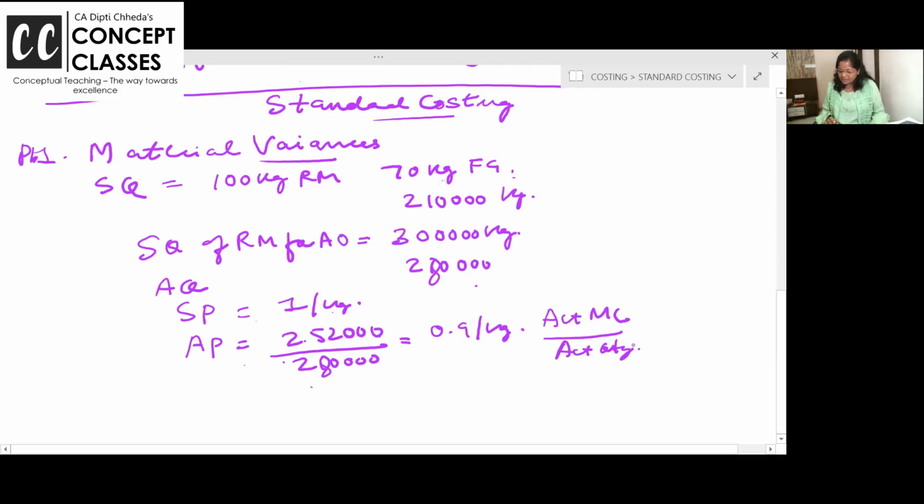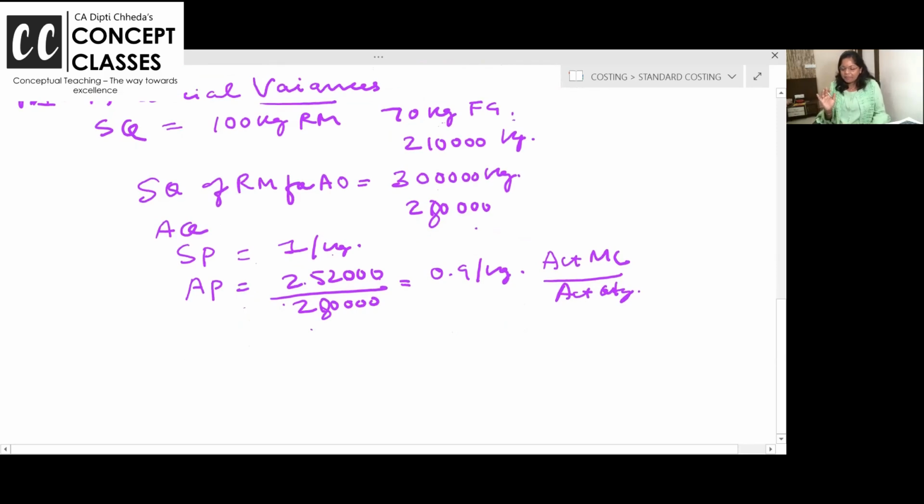Material variance. So far we have only completed the data. Anyone in the class having a doubt? Standard quantity of raw material for actual output. Actual quantity 280 is used, they have given. Standard quantity for actual output, the finished goods output, and this is the actual quantity of raw material. So you got this answer.